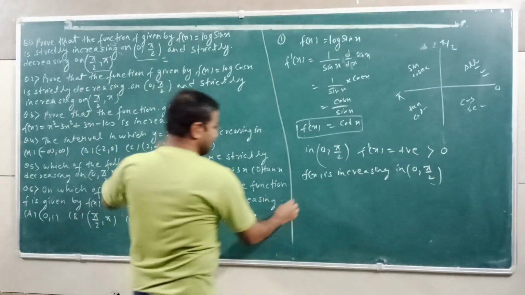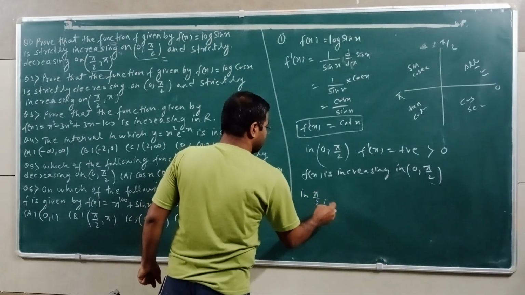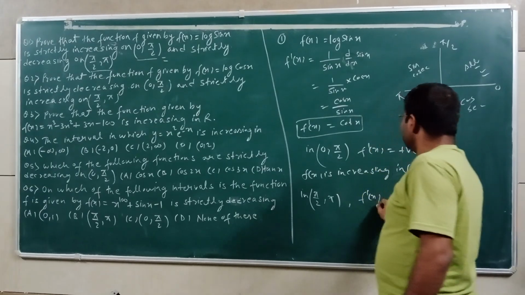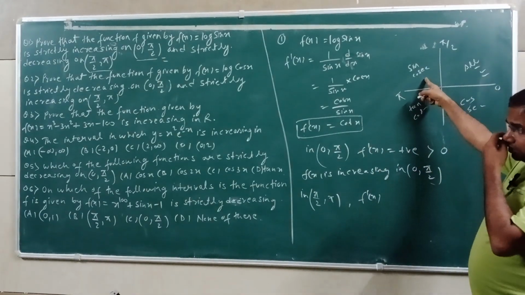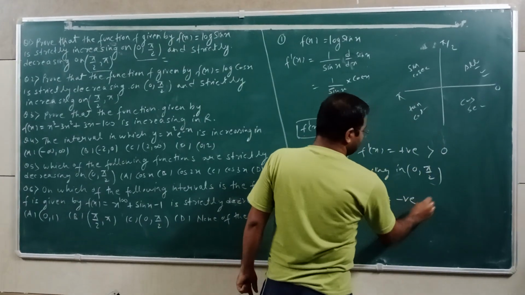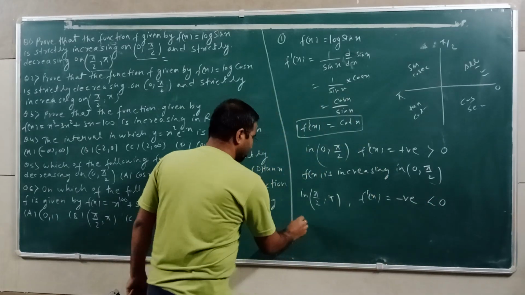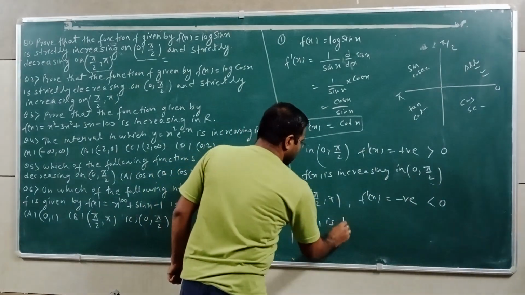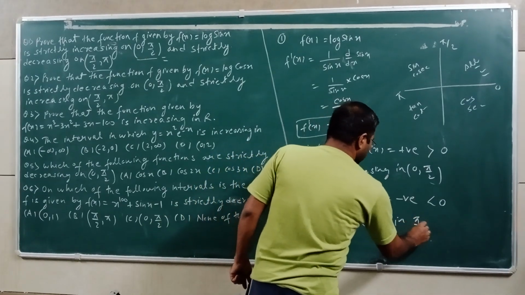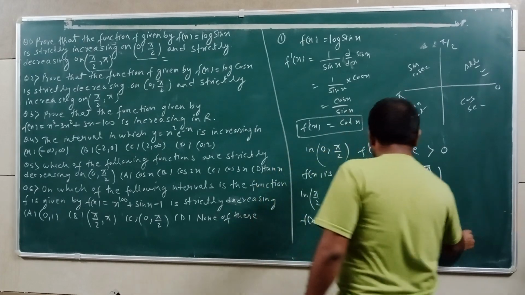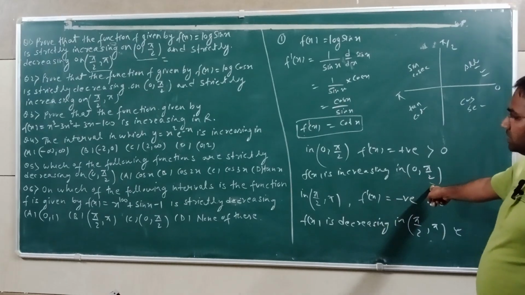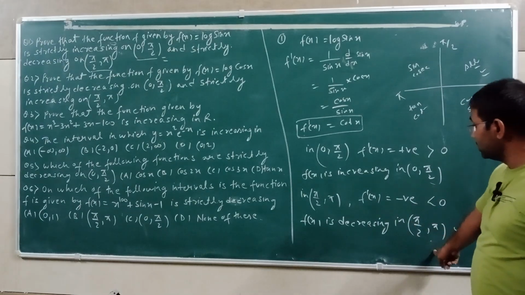Now we have to check in pi upon 2 to pi. Now see f dash x. Pi upon 2 to pi means we are talking about the second quadrant. In the second quadrant cot will be negative, so here we will get a negative value, it means less than 0. Then you will write: f(x) is decreasing in pi upon 2 to pi. So in this way you will prove that f(x) increases in this interval and decreases in this interval.